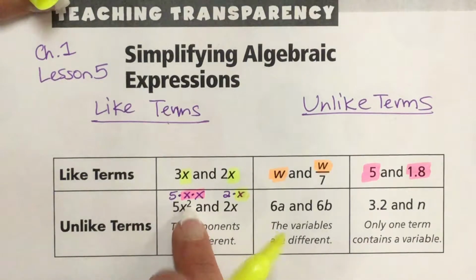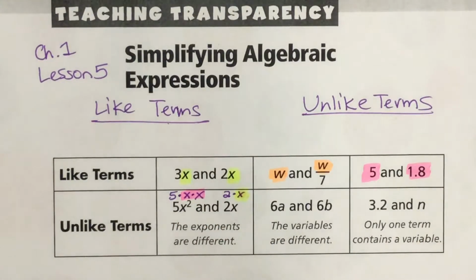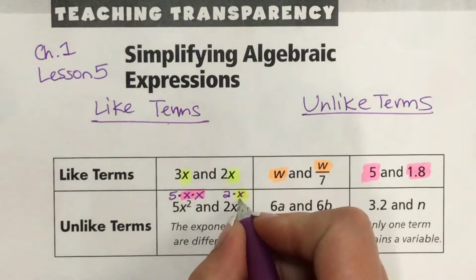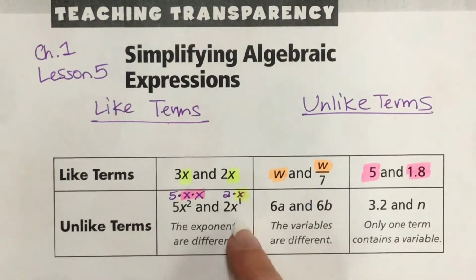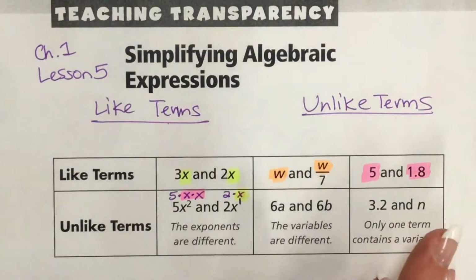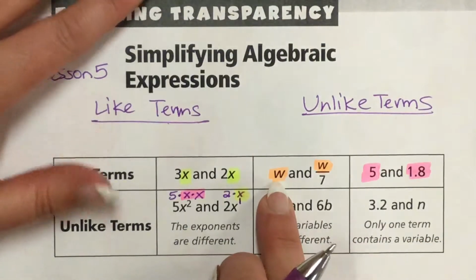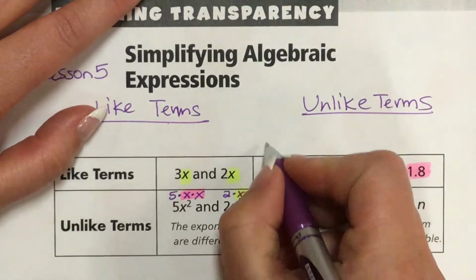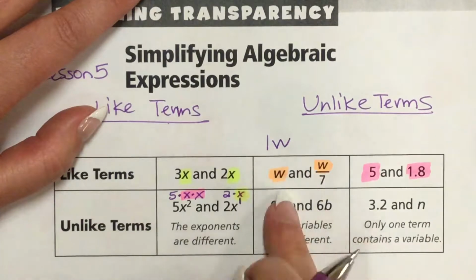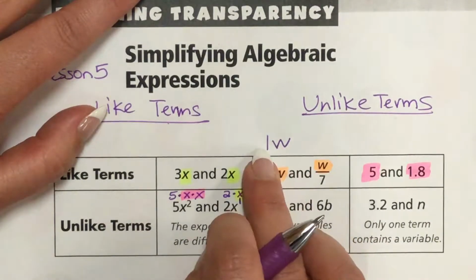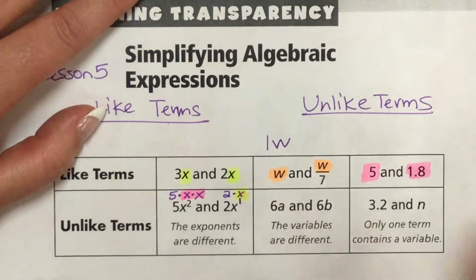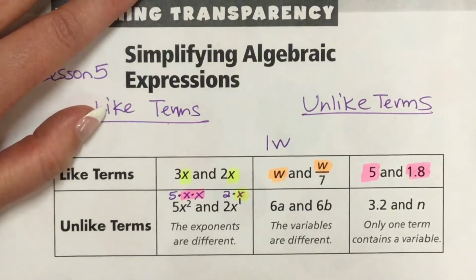This has a 2 in the exponent, and even though there's no number here, it actually has a 1 there. But it's kind of just a known 1. So this has a 2 in the exponent, that has a 1, and whenever there's a 1, you don't write it. It's just understood. Like W right here, you don't write 1W, but 1W is the same thing as W.